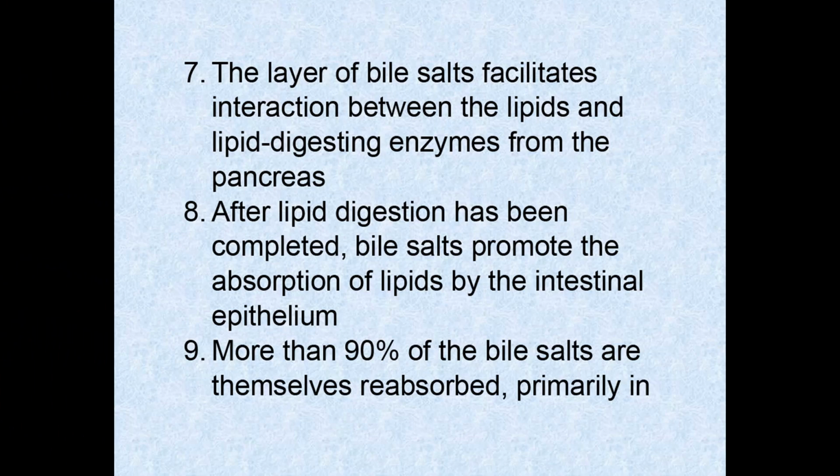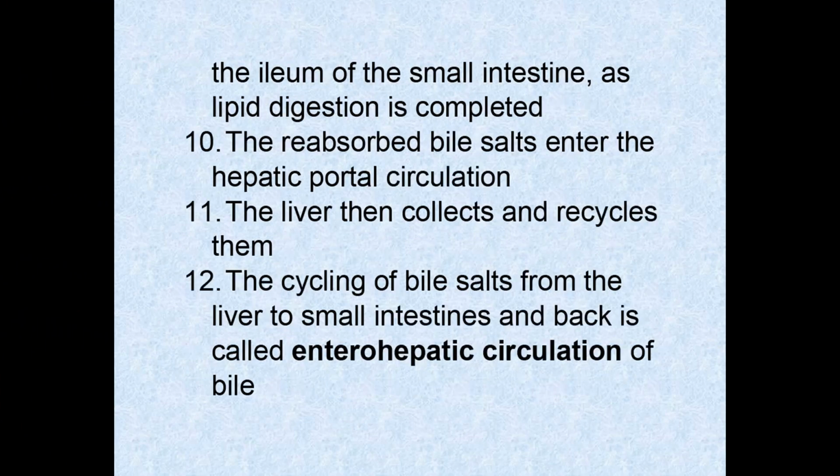More than 90% of the bile salts are absorbed by the intestinal epithelium of the ileum. The reabsorbed bile salts enter the hepatic portal circulation. The liver then collects and recycles the bile salts. The cycling of bile salts from the liver to the intestines back to the liver is called the enterohepatic circulation of bile. So anyways, the liver, very important.